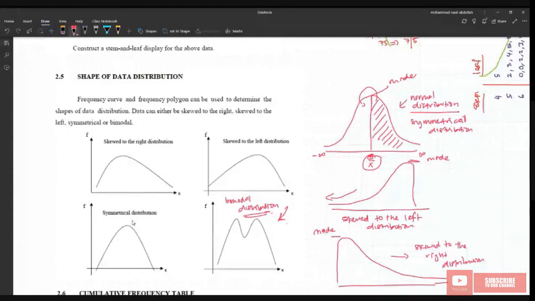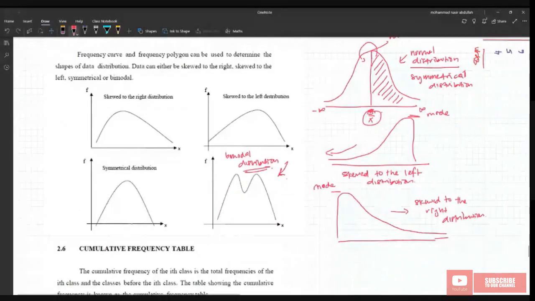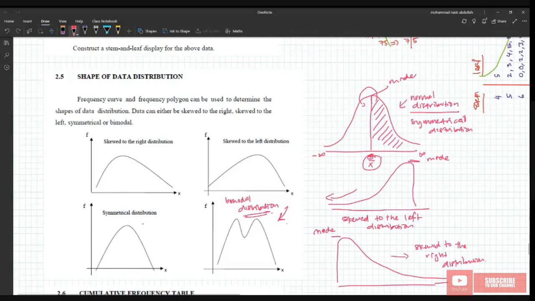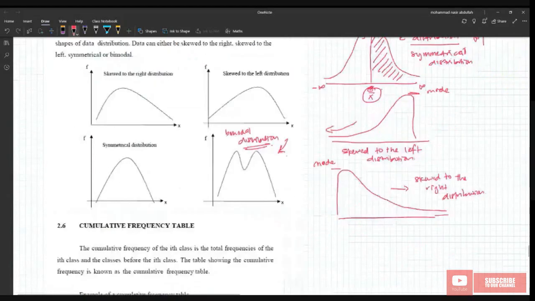Right. So do you understand how the distribution shape works? We have a normal distribution where the curve looks like a bell shape, and then we have a skew to the left distribution where we have the longest tail on the left hand side, and a skew to the right distribution where the longest tail is on the right hand side, right? And when we have two peaks or two modal values, it is called a bimodal distribution, right?